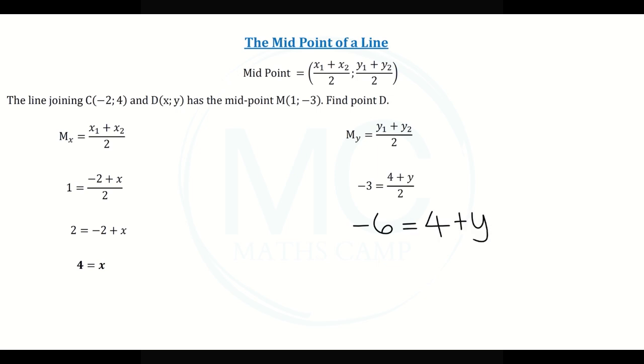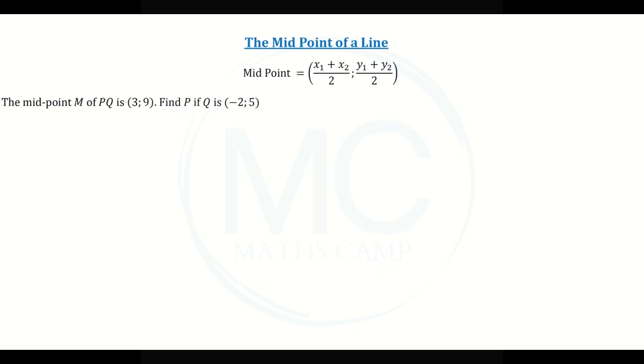To get y by itself, we have to move 4 to the left-hand side. -6 minus 4 gives us -10, and this is equal to y. Now we have an x-coordinate of 4 and a y-coordinate of -10. So the coordinates of point D are 4, -10. Let's do one more example.